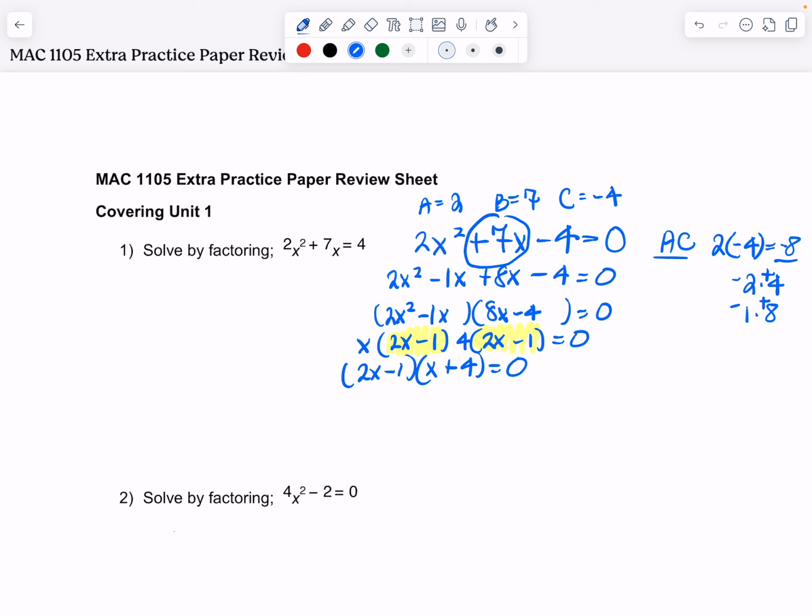So I factored it, but it said to solve it. So now I'm going to set each of the binomials I just found equal to 0, and I'm going to solve them. So 2x equals 1, x equals 1/2, that is one answer, and x equals -4. So I get 2 answers for the first problem. They are 1/2 and -4. Okie dokie. Let's look at number 2.